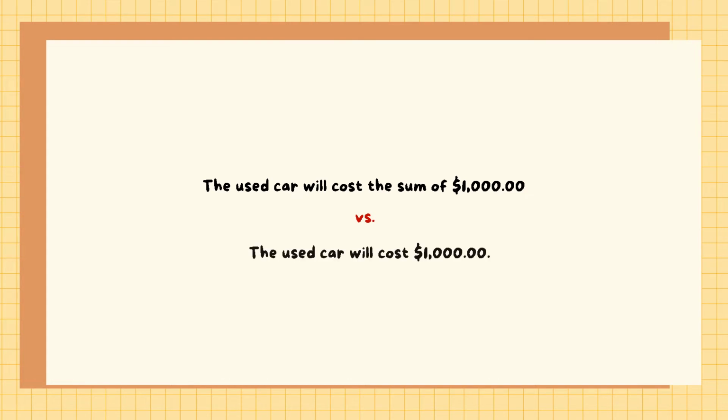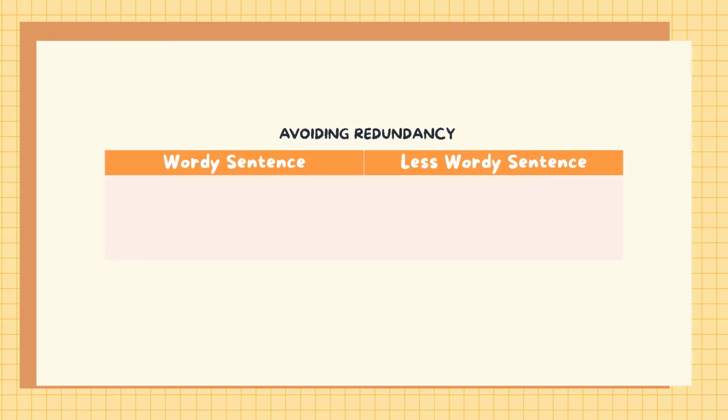What about this one? Why say the used car will cost a sum of $1,000 when it's more concise to say the used car will cost $1,000? In this instance, the sum of is redundant, so we should avoid that. So the following examples replace redundancy with concise revisions. So here in this table, let's try to change wordy sentences to less wordy sentences.